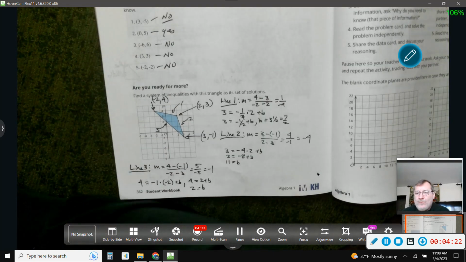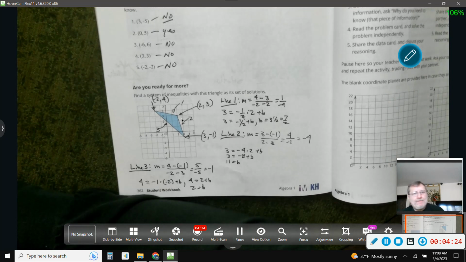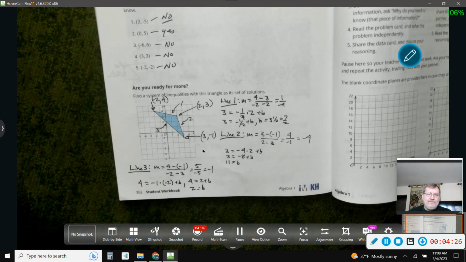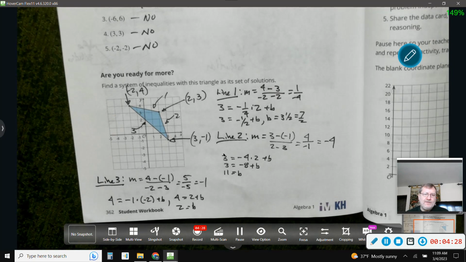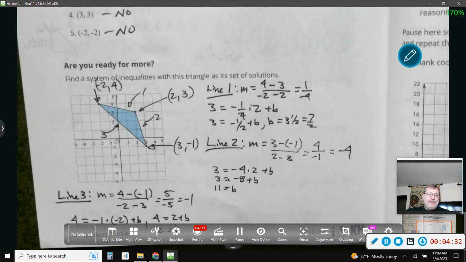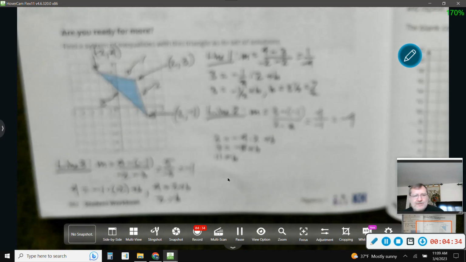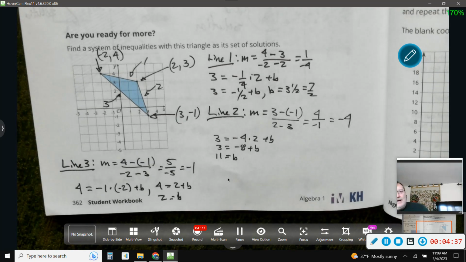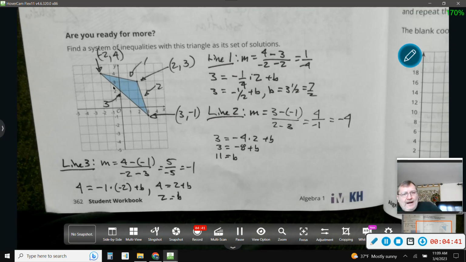All right, number 3. Number 3 is going to take a while to work through, so bear with me. Let me zoom in here a little bit. They basically have a solution here. They have 3 little lines that intersect. They've got 3 points, a nice little triangle. I found the points negative 2, 4, 2, 3, and 3, negative 1. They say find the system of inequalities with the triangle as a solution set.